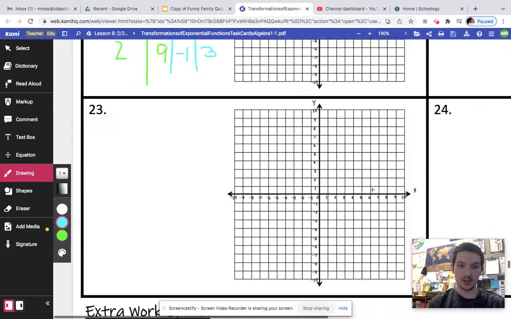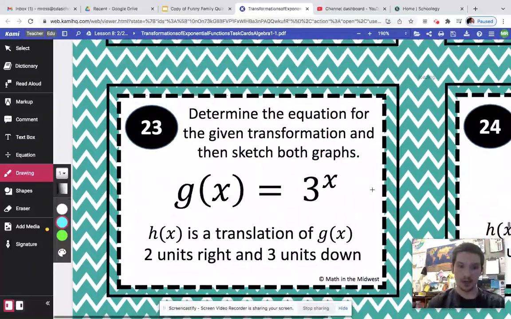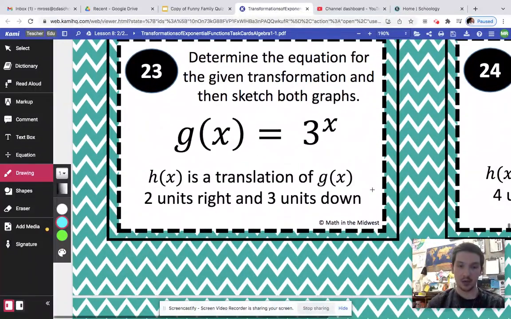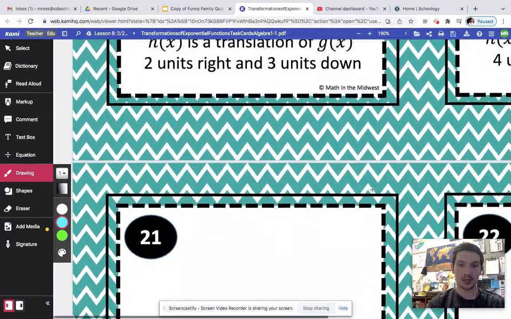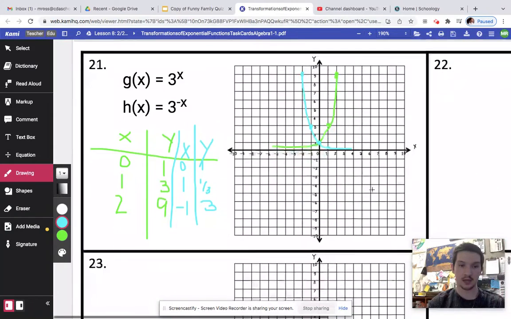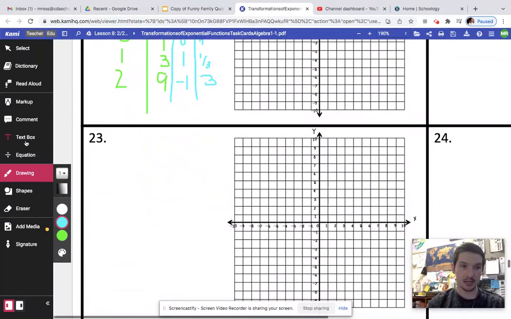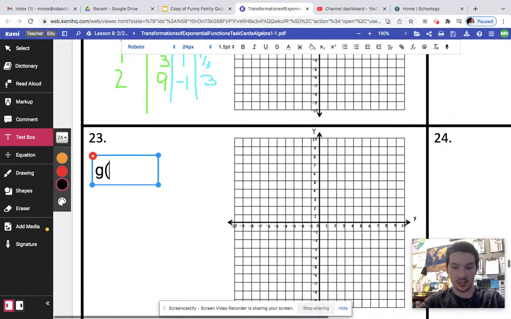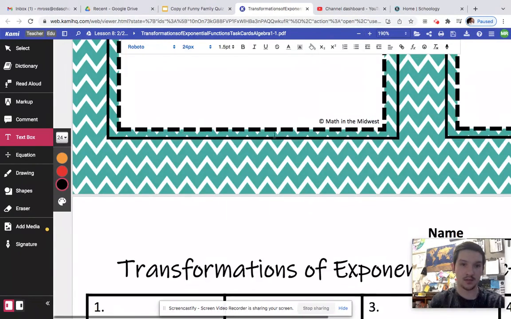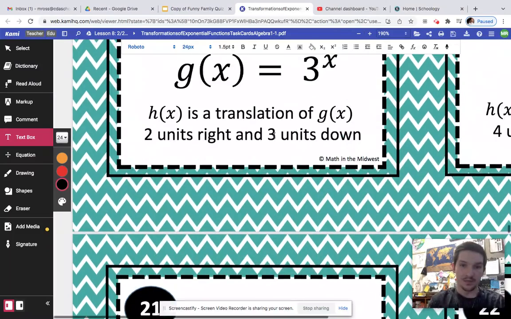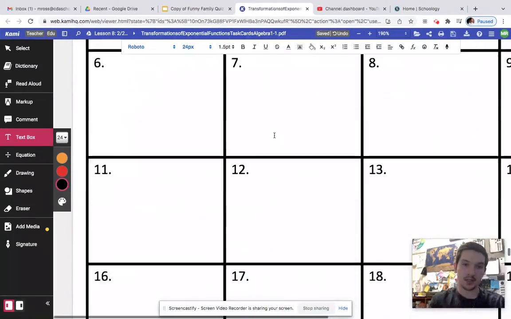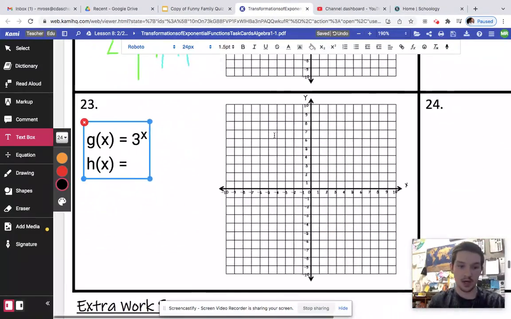Now, if I was going to do 23 really fast, 23 is this, but now we're going 2 units right and 3 units down. We still have the same parent graph, which is g of x equals 3 to the x. But now we have h of x, and we're actually going to be translating up, down, left, and right. So it says 2 units right, 3 units down.